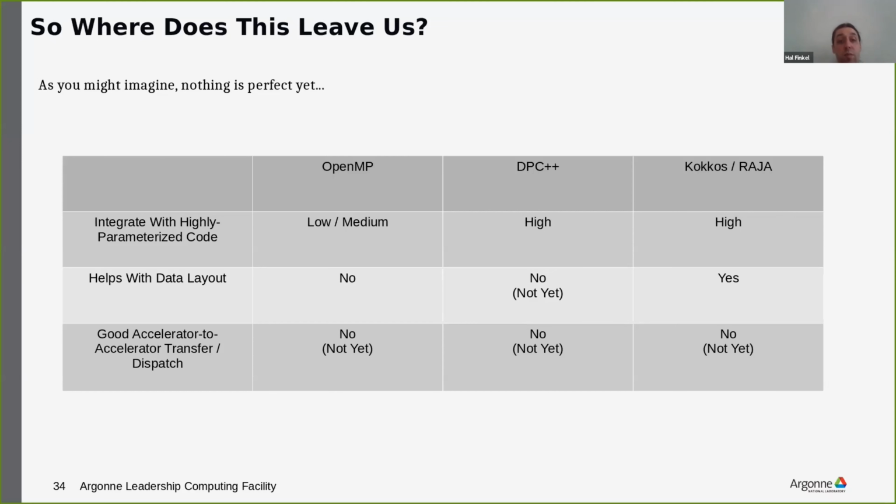And the last consideration to point out is that with Kokkos, for example, you have much better support over data layout and placement. Now, looking to the future, one thing we have to think about is the possibility of sending data more directly between different accelerators, as opposed to having a host to accelerator dispatch model. And none of the frameworks really handle that well yet. So I think that's just a point for future consideration.